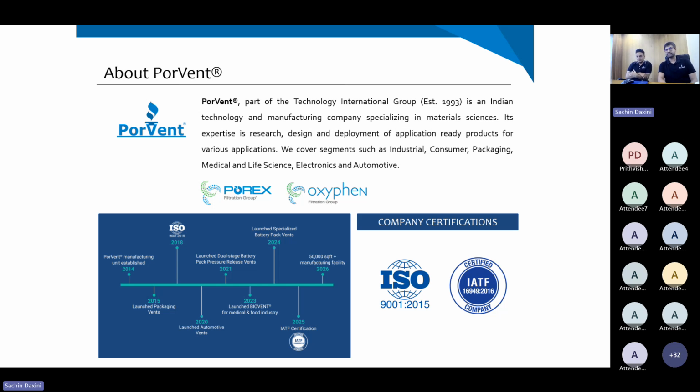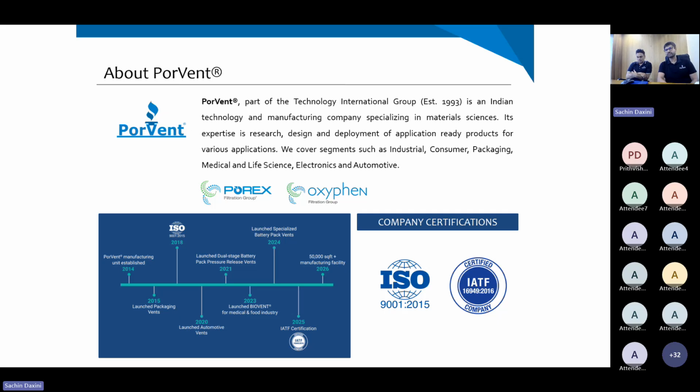We're an Indian company that specializes in material sciences. Essentially, we are a research, design and development company for application-ready products for different applications. These applications can cover industrial, consumer, packaging, medical, and life science. But of course, the key area of interest for everyone today is electronics and automotive.